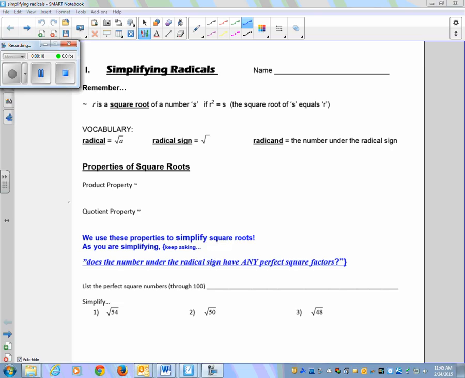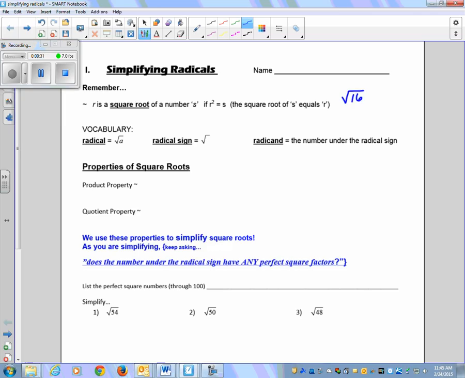First of all, remember what square roots mean. R is a square root of a number s if r squared is s. In other words, r squared equals s, therefore the square root of s equals r. This sounds like a lot of mumbo jumbo, but remember, the square root of 16 is 4 because 4 squared is 16. 4 squared means 4 times itself, which is 16.